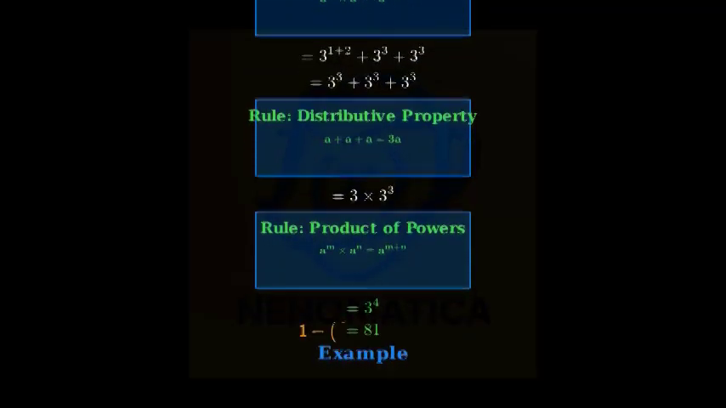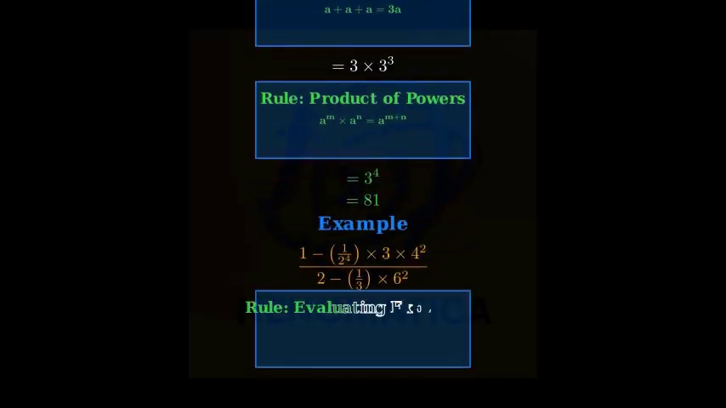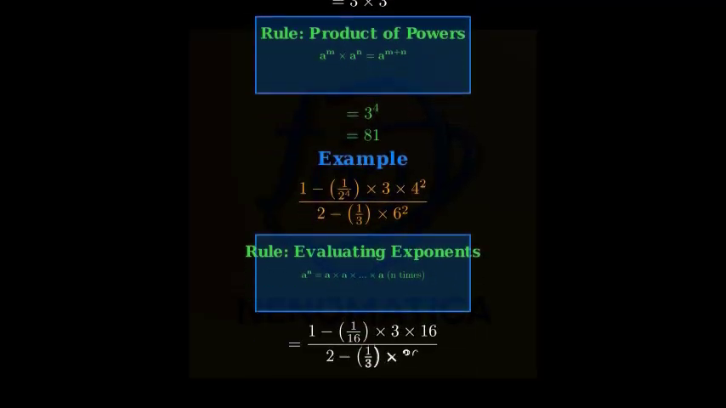This one is more complex and involves fractions and multiple steps. Let's solve this step by step. First, we'll evaluate all the exponents in the expression. In the numerator, 2 to the power of 4 is 16, and 4 squared is 16. In the denominator, 6 squared is 36.